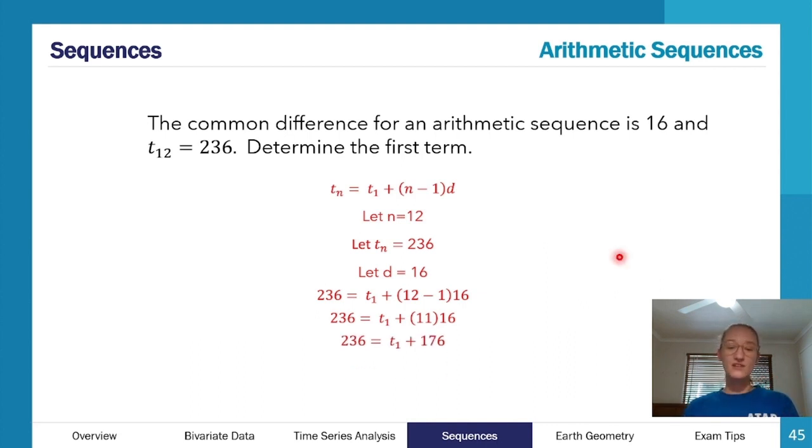And then again, what we've done here, we've simplified in the brackets and then we've multiplied, because that's following our order of operations. And then by taking 176 from each side, we can find our answer for T1, which is 60. And if we've done that correctly, we'll be able to check it using our calculator, for example. So if I put 60 equals, and then plus 16 equals would give me term 2, equals would give me term 3. And if I kept going to get to term 12, if we've done this correctly, that'll give us 236.